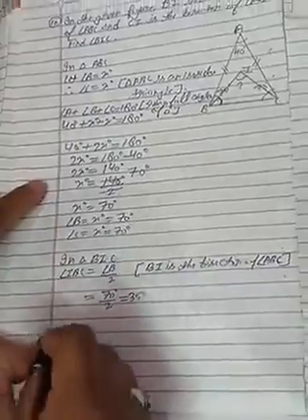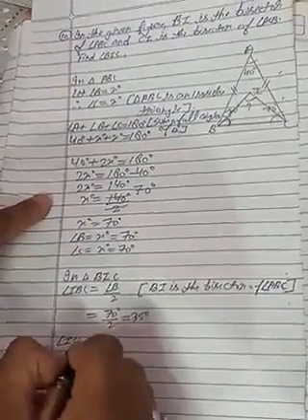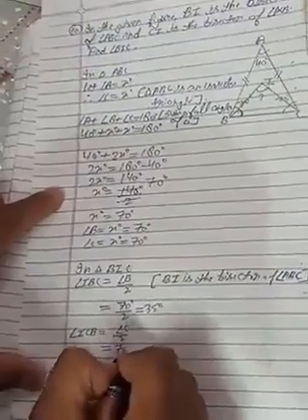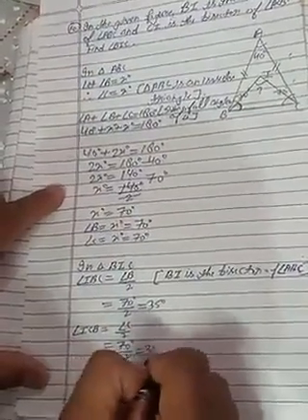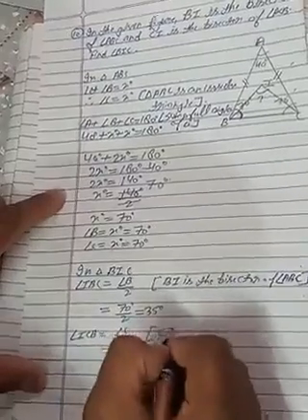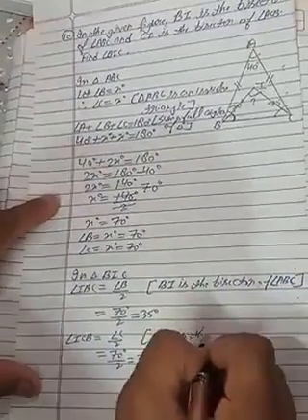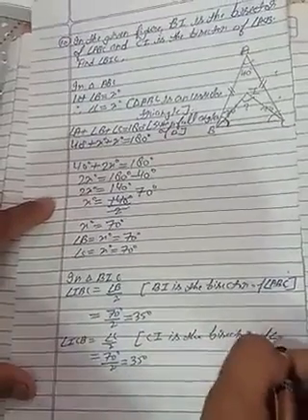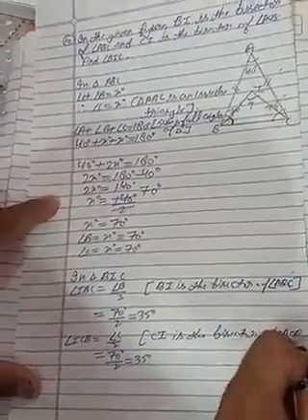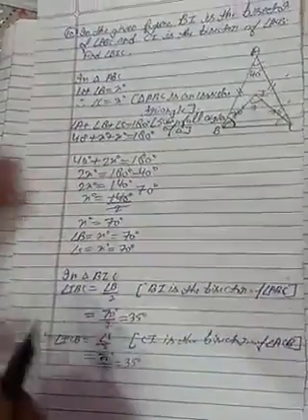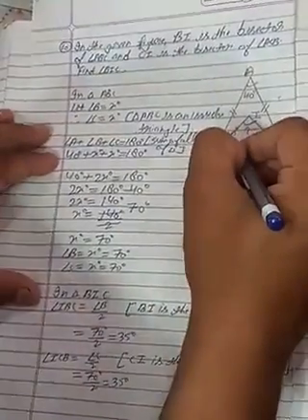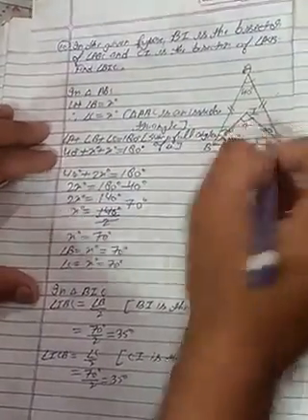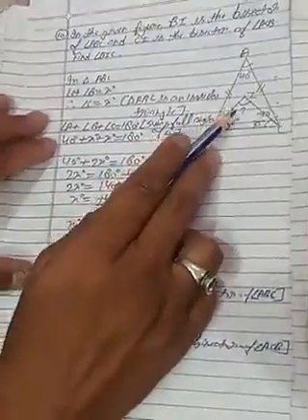Then in the same way, angle ICB is equal to angle C upon 2. It means 70 degree upon 2, it means 35 degree, for this angle, because CI is the bisector of angle ACB. So students, you can see in triangle BIC we have this angle 35 degree. This angle is also 35 degree. Then we can find the measure of this angle.